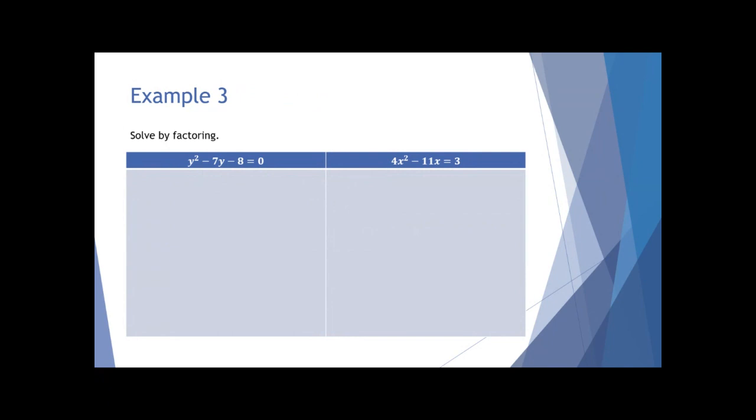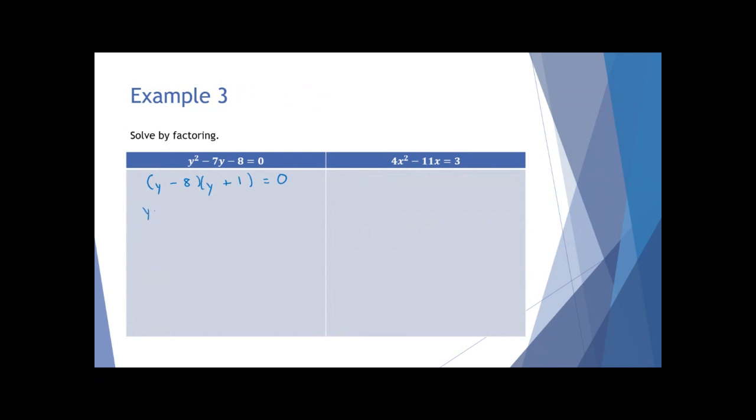So this first one, because there's no coefficient in front of the y squared, this one is easy to factor by trial and error. I know that I'm just going to have a y times a y. And you need to remember to put that equals 0 there because it's still an equation. We're just factoring that left side. So we have two numbers that multiply to negative 8 and add to negative 7. And that will be negative 8 and positive 1. So now I have this factored.